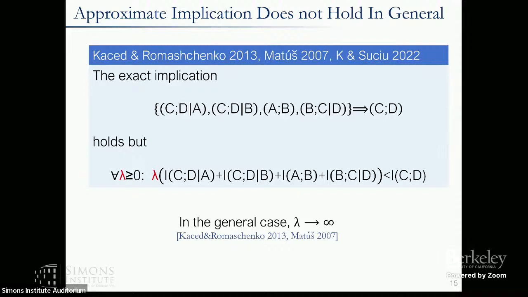It might seem intuitive that this would hold, but actually this is not the case at all. In 2013, in this paper by Kaced and Romashchenko, they showed the following exact implication. It is a very simple exact implication over even just 4 random variables. This exact implication holds. However, for any lambda, we can devise a probability distribution in which this inequality fails. So we see that approximate implication does not necessarily hold, even for these simple distributions. This is not something that we can hope to say in the general case.